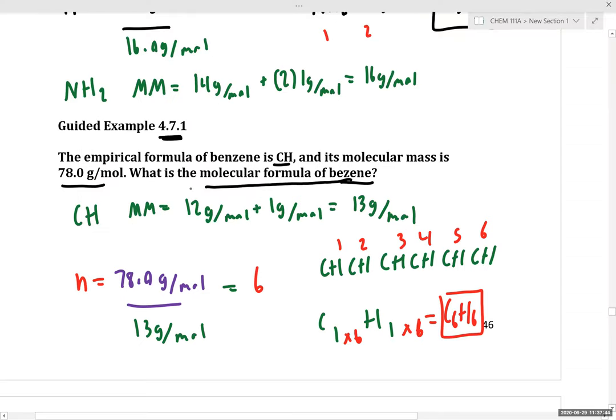Any questions? Did you add the 1 gram to the 12 grams? Ah, because looking at CH, we have a carbon and a hydrogen, right? And carbon has a mass of 12 grams per mole, while hydrogen has a mass of 1 gram per mole. You're essentially calculating the molar mass, except just for this small empirical unit. That makes perfect sense. Thank you. Perfect. Any other questions?